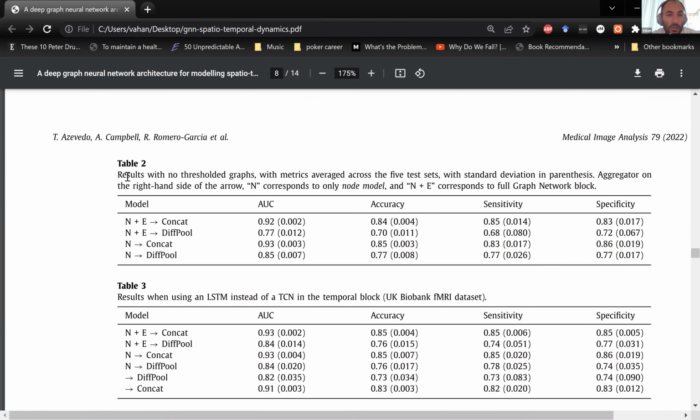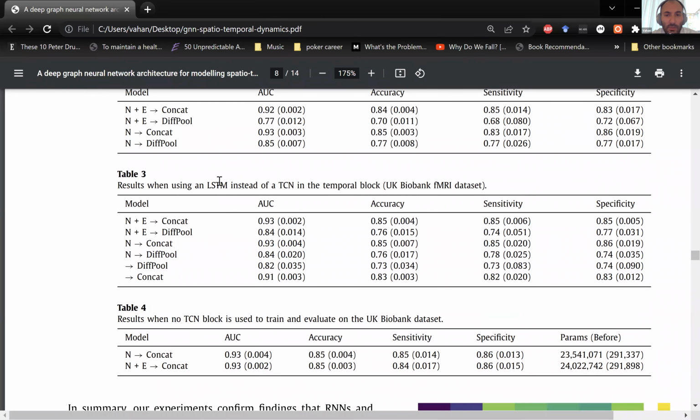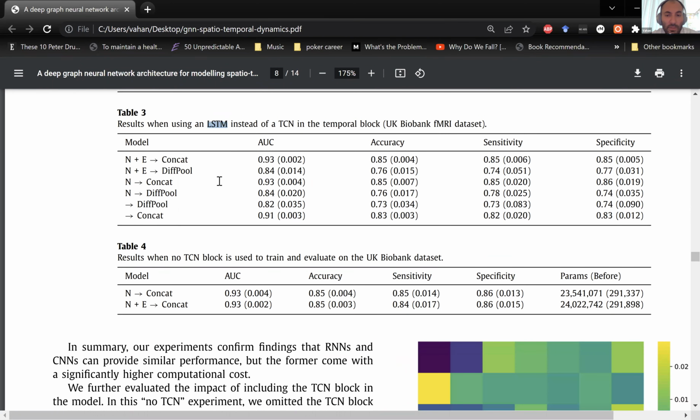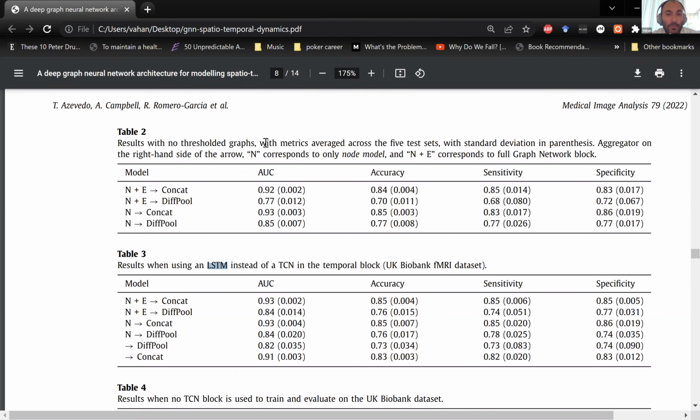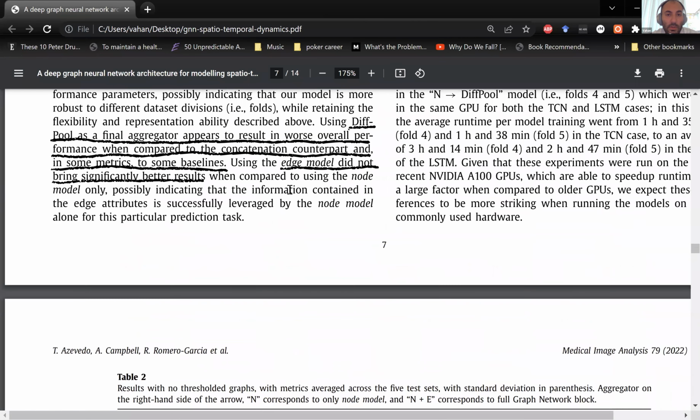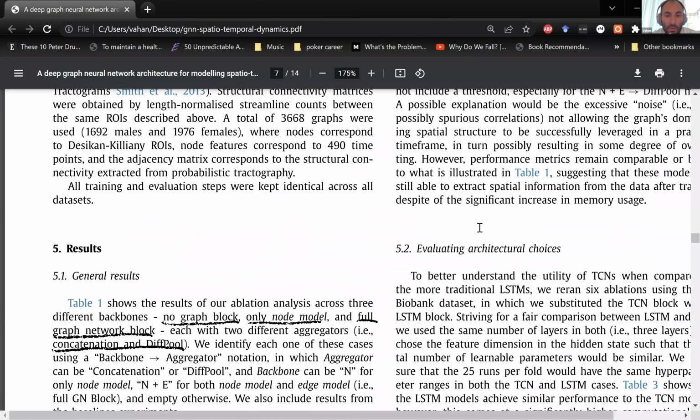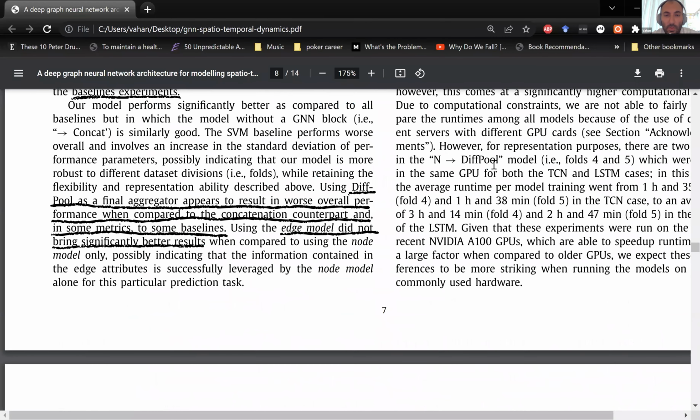The other experiment is if there is no thresholding at all. All metrics are averaged across 5 test sets, by the way, except for the LSTMs, because it took so long they couldn't run enough experiments to average. But it's fine. Here also, we do experiments without thresholding, and the results are actually very similar. If you look here, the best is again N plus E concat, same as there, 0.92, very similar if there is no thresholding. Sensitivity and accuracy are also very similar.